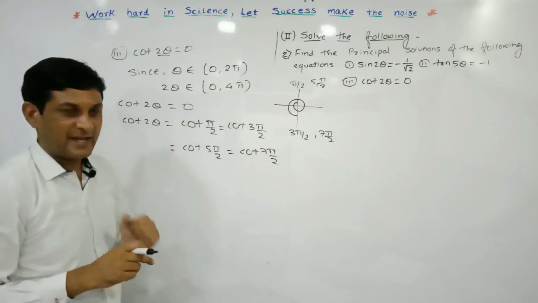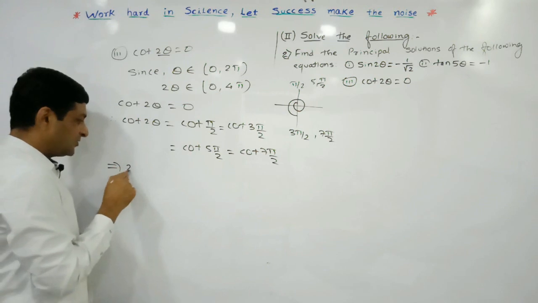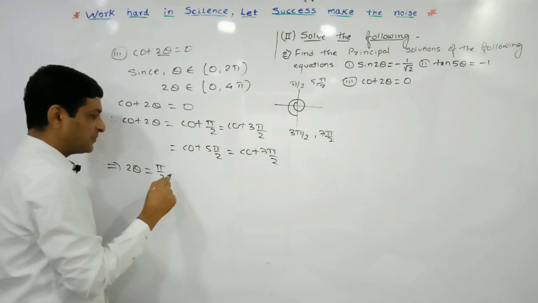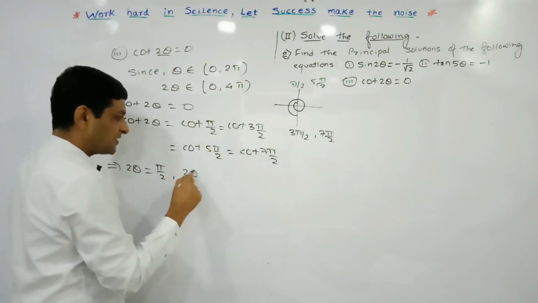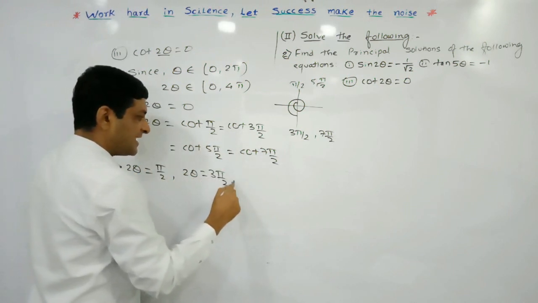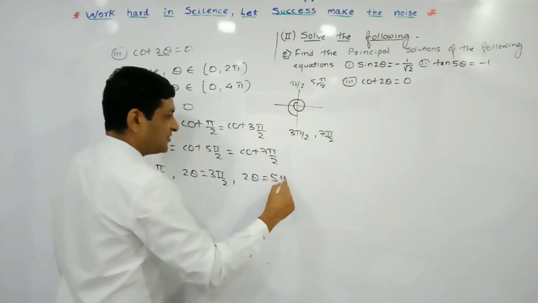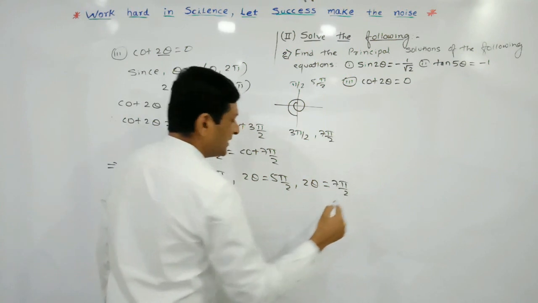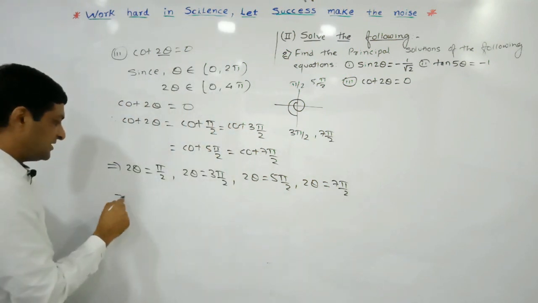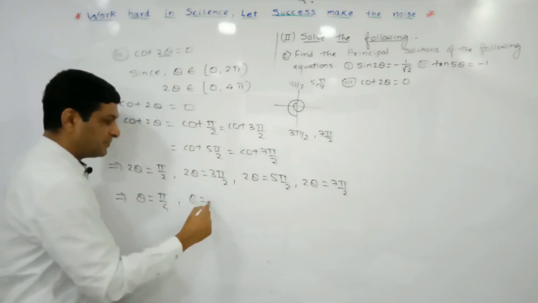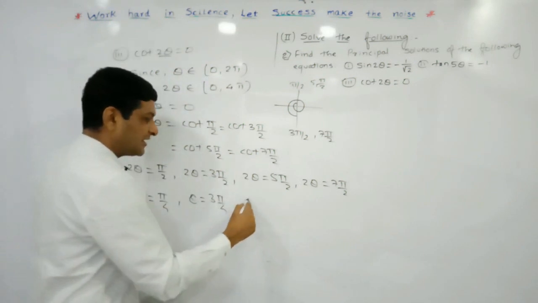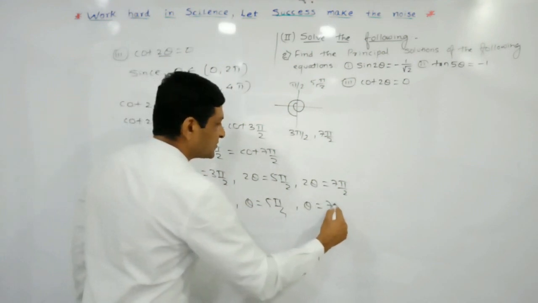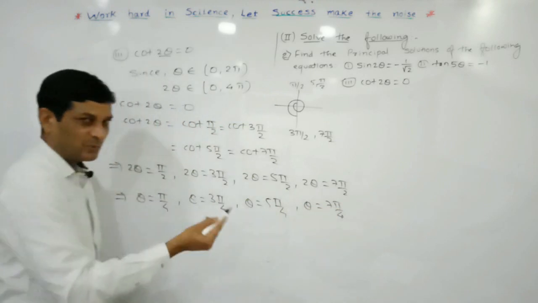We are finding values between 0 to 4 pi. So this implies that 2 theta is equal to, the first value of 2 theta is pi by 2. The second value of 2 theta is 3 pi by 2. Then 2 theta is 5 pi by 2, and 2 theta is 7 pi by 2. Dividing both sides by 2, here theta will be pi by 4, here theta will be 3 pi by 4, here theta will be 5 pi by 4, and here theta will be 7 pi by 4.